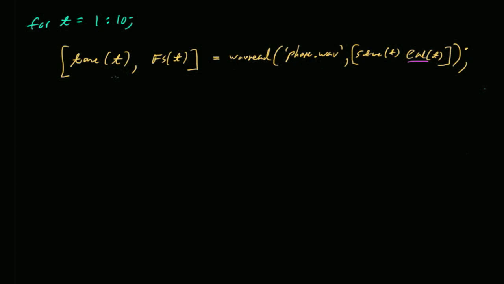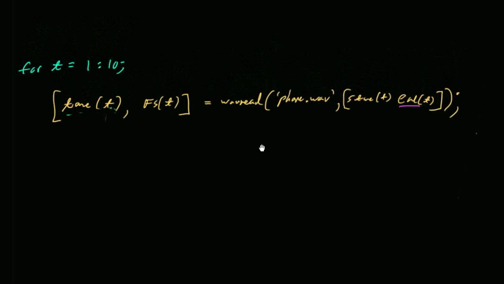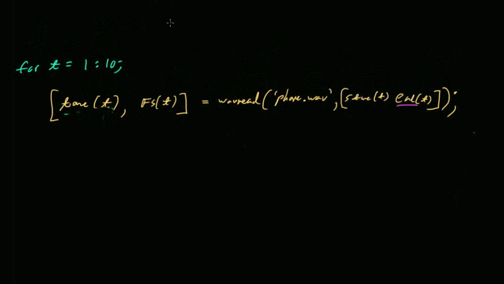When you express tone of t like that, essentially what you're telling MATLAB is, I want to have an array called tone, and I want element number t of that array to be a number, right? It's imagining, in MATLAB's mind, that there's going to be an array called tone with 10 elements.